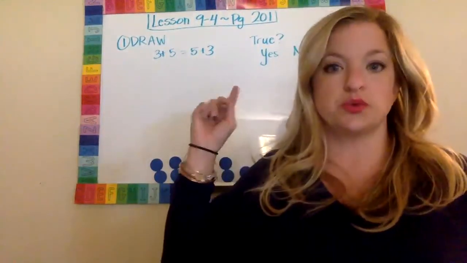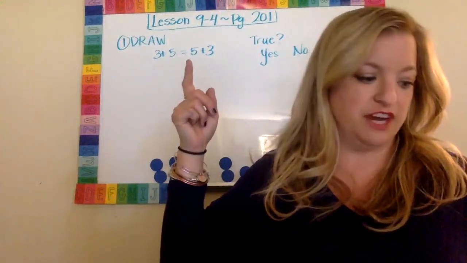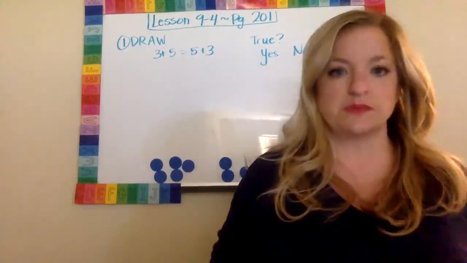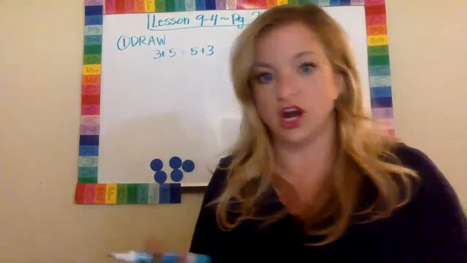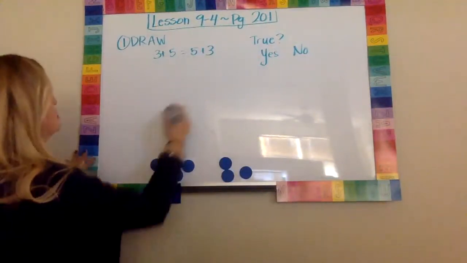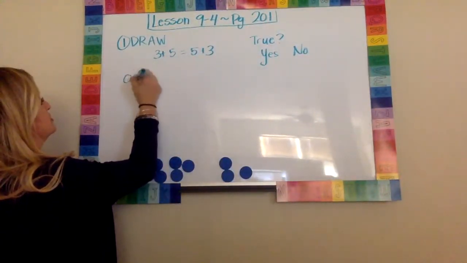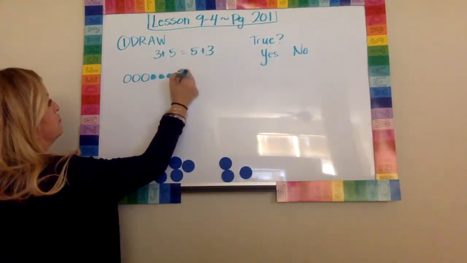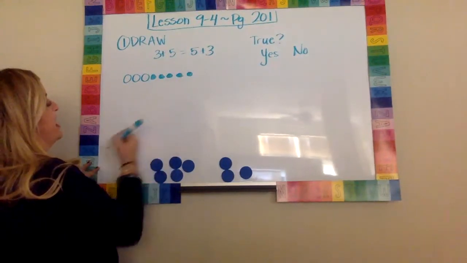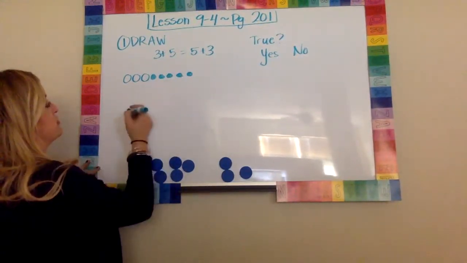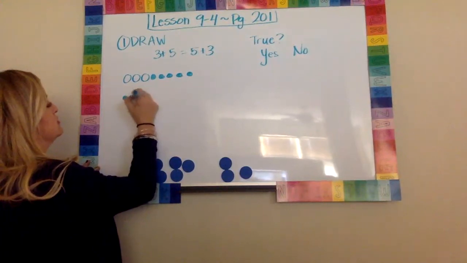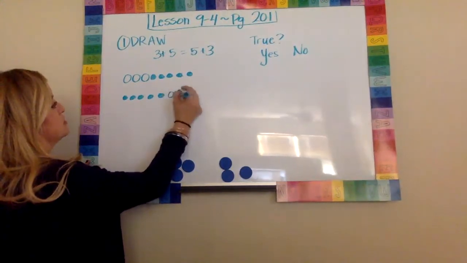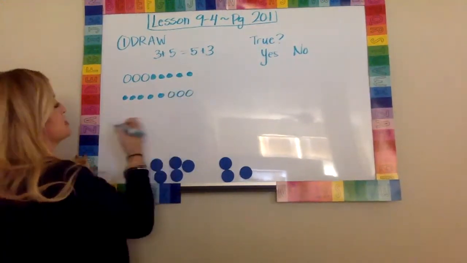It says, is 3 plus 5 the same as 5 plus 3? Is that a true equation? Yes or no? Draw to explain why or why not. So we're going to draw because they're asking us to draw. So first I'm going to draw 3 plus 5. 1, 2, 3. 1, 2, 3, 4, 5. And then I'm going to draw 5 plus 3. 1, 2, 3, 4, 5. 1, 2, 3. So now I'm going to solve both of them.